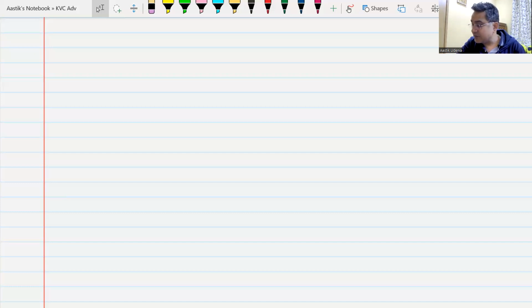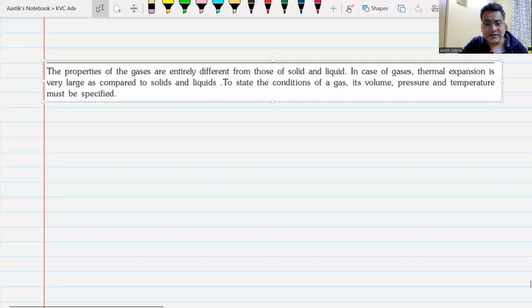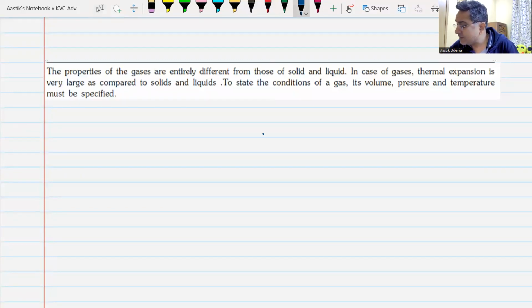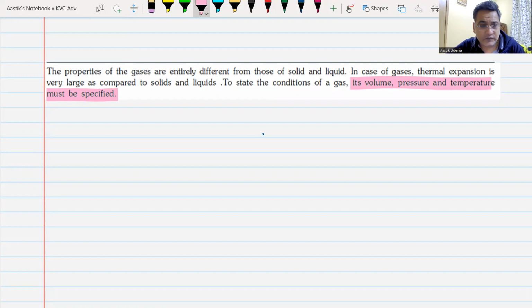Now, to understand these properties of the gas, we must know three things about the gas, four things probably. We must know what is the pressure of the gas, we must know what is the volume of the gas, and we must know what is the temperature of the gas. Yes or no? Pressure, volume, and temperature of the gas must be known to understand how the gas is going to behave. Do we understand this?